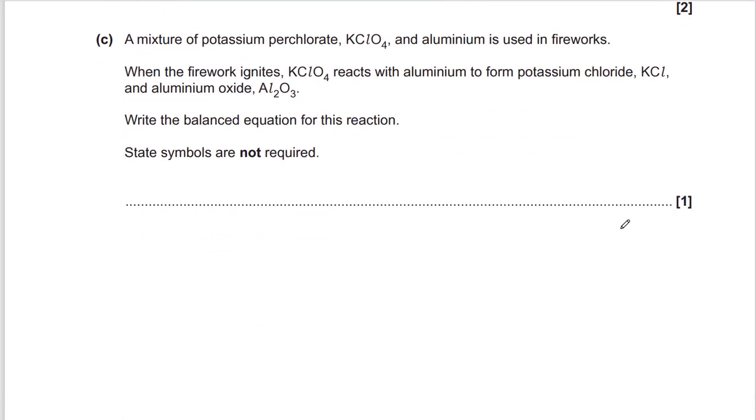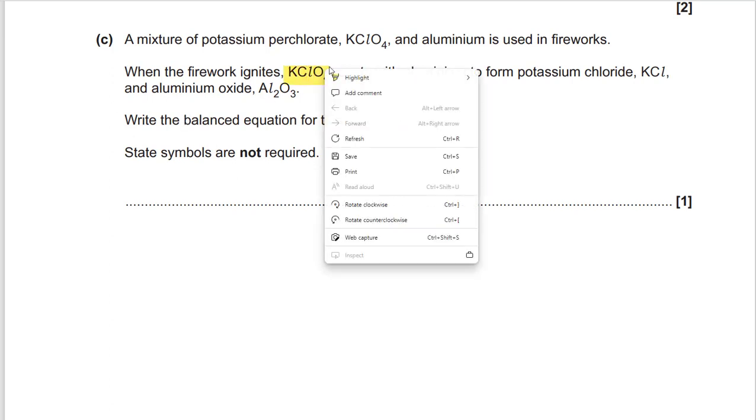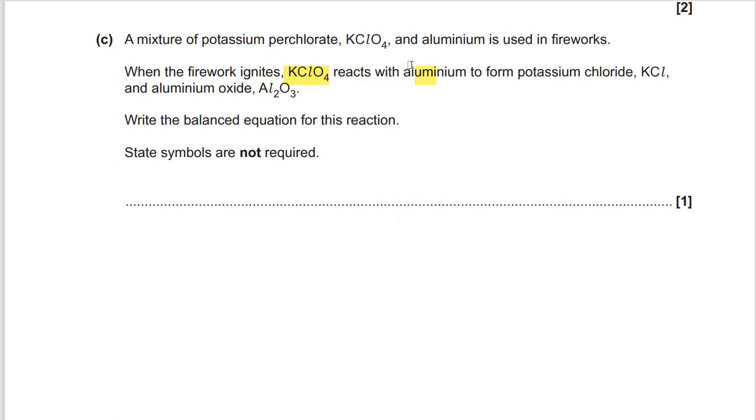Right. Mixture of potassium perchlorate and aluminium is for fireworks. It's a reaction. Write the balanced equation. So let's pick out the key information. When the firework ignites, this reacts with aluminium to make potassium chloride and aluminium oxide. If you pick out the information here, you'll realize they've given you all the information. So it tells you KClO4 reacts with aluminium to make KCl and Al2O3.